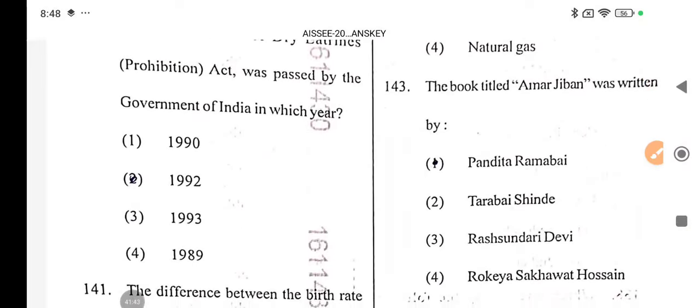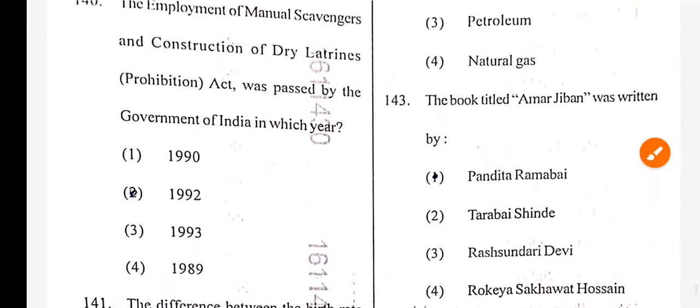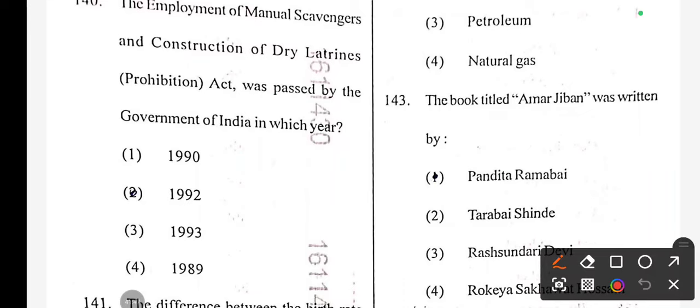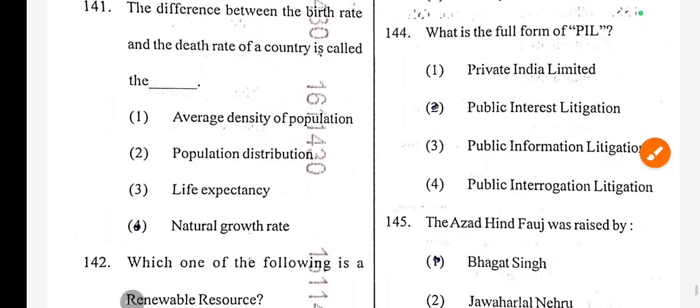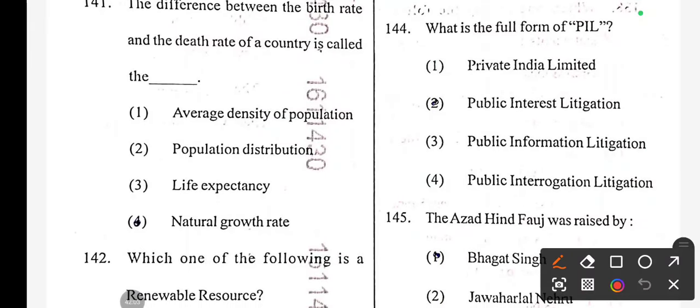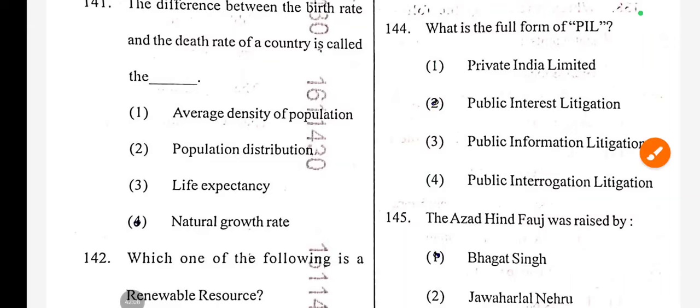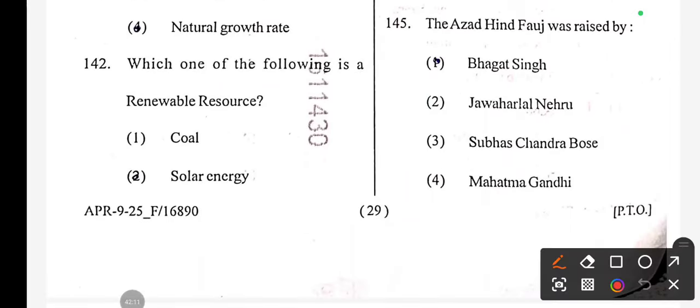143. The book titled Amar Jiban was written by Rashsundari Devi. 144. What is the full form of PIL? Public Interest Litigation, option 2. 145. The Azad Hind Fauj was raised by option 3, Subhash Chandra Bose.